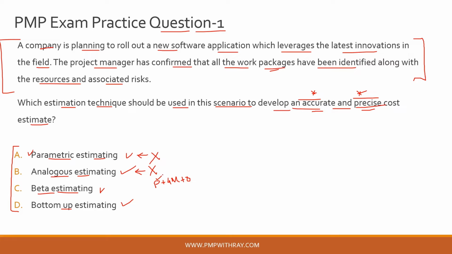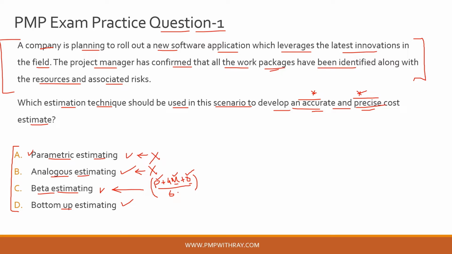where P is the pessimistic estimate, 4M is the most probable estimate, and O is the optimistic estimate, divided by 6, right? So this is the formula of estimation using PERT, which is the Program Evaluation and Review Technique, which is a type of beta estimation. You see that in these kinds of estimations, you use three types of estimates, which are pessimistic estimates, most probable estimates, and optimistic estimates.